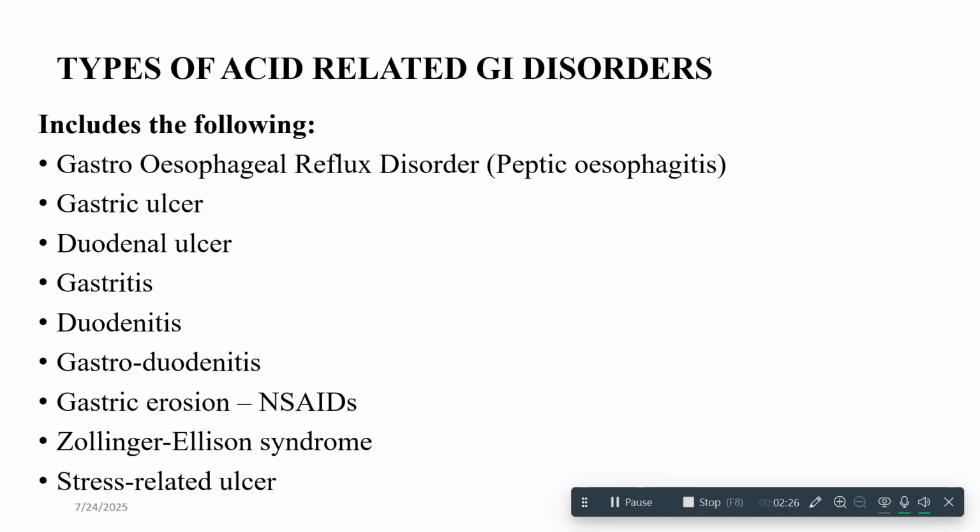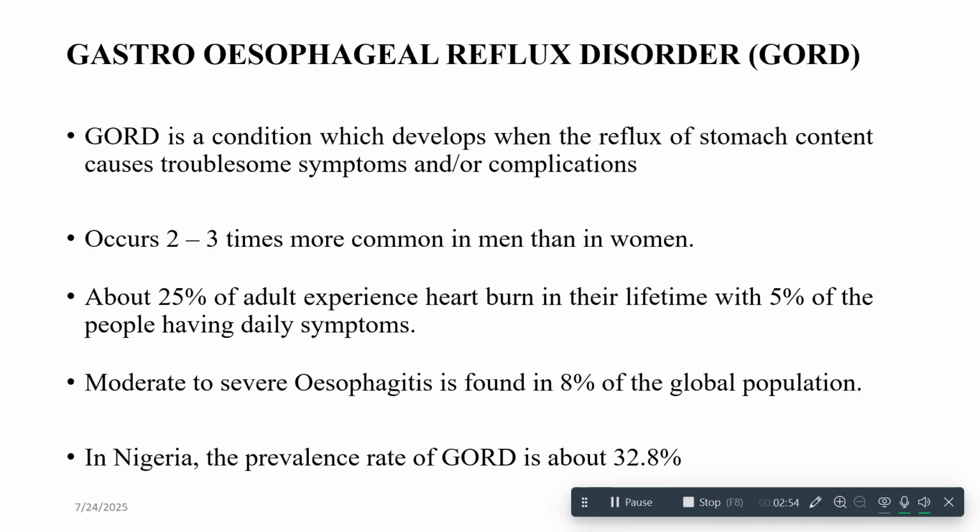What are the types of acid related GI disorders? We have gastroesophageal reflux disease, which is also called peptic esophagitis, gastric ulcer, duodenal ulcer, gastritis, duodenitis, gastroduodenitis, gastric erosions from NSAIDs, Zollinger-Ellison syndrome and stress related ulcer. For the purpose of this discussion, we'll be talking about 4 or 5 types of acid related disorders that are mostly seen in our primary healthcare practices. So we'll start with gastroesophageal reflux disease.